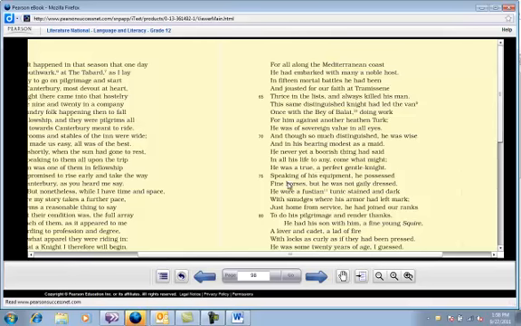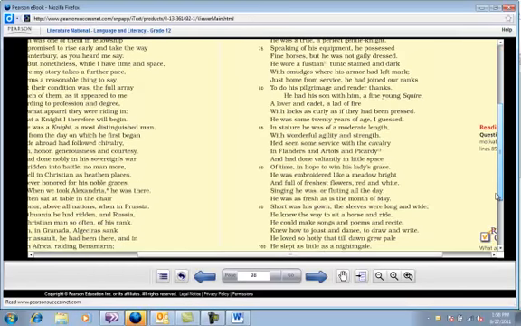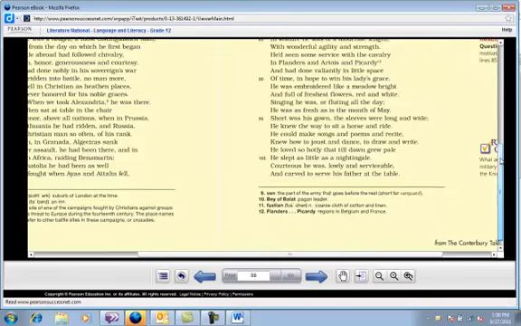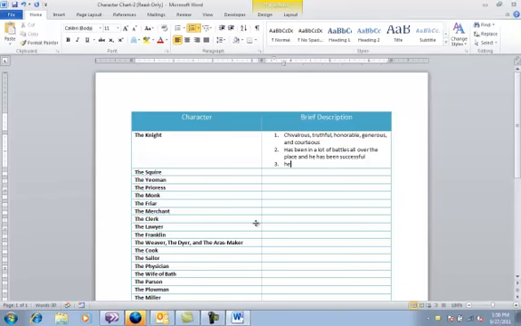Speaking of his equipment, he possessed fine horses, but he was not gaily dressed. He wore a fustian tunic, stained in dark with smudges where his armor had left mark. And of course, don't forget, there are going to be a lot of terms in here that you don't understand, and these little numbers relate to footnotes. So fustian means coarse cloth of cotton and linen. So now we get a little bit about his appearance, and that certainly can be put in our chart. So, has fine horses, but is dressed very plainly.